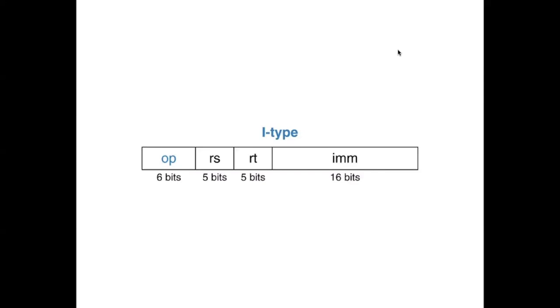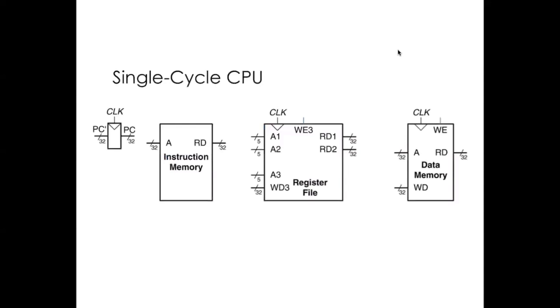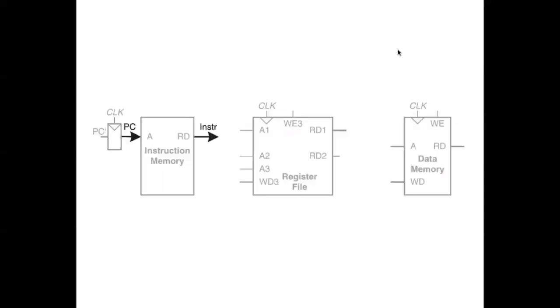As a reminder, store word and load word are I-type commands. I-type commands have this general structure. To start building up the diagram, the first thing that we're going to do is to fetch the instruction. This is the same with all of our commands.